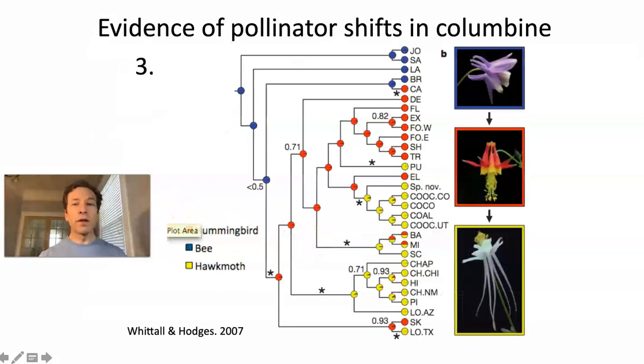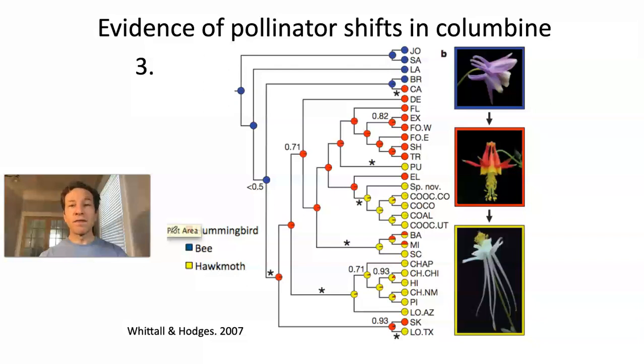So let's move on to an example where we will look at pollinator shifts. So this then is an example not of using the same pollinator and putting pollen on different parts, but rather switching pollinators completely. We've looked at portions of this example before.